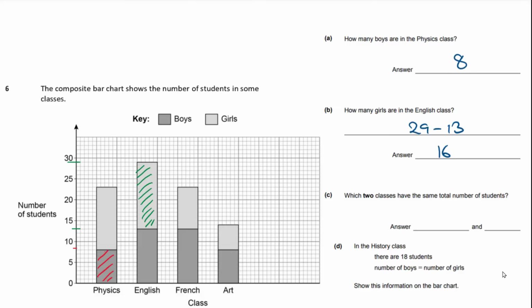Okay, so which two classes have the same total number of groups? Physics and French.